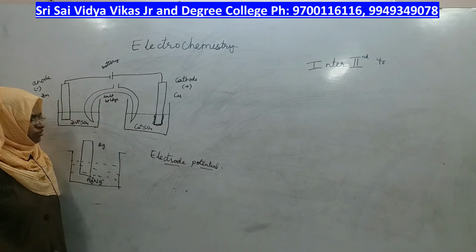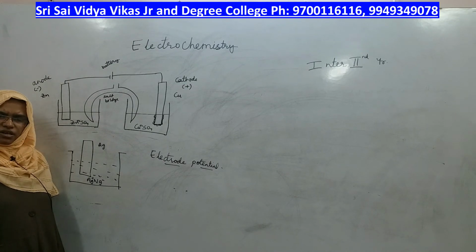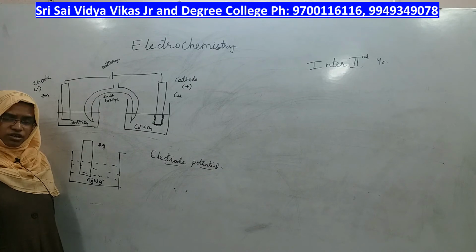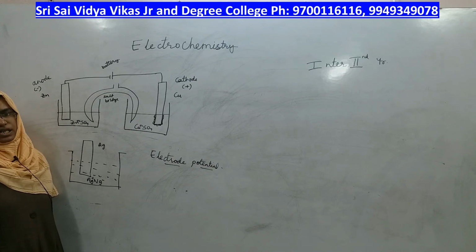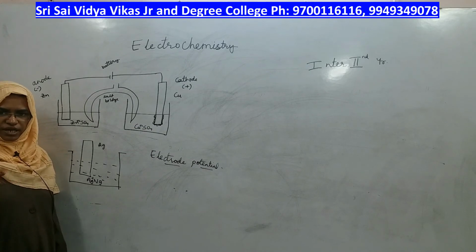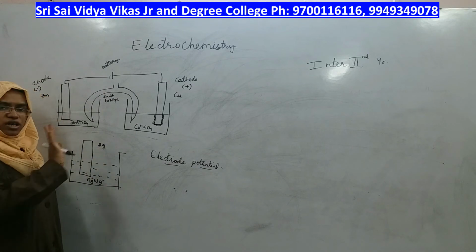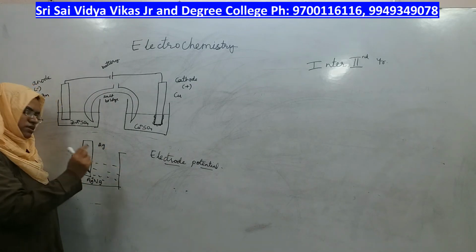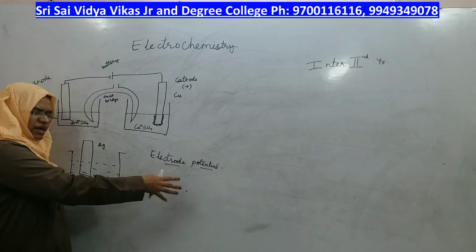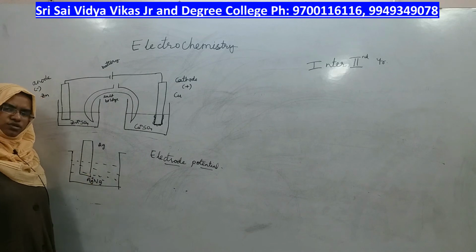If copper is the rod, what is the solution of its own ion? Copper sulfate. If zinc is the rod? Zinc sulfate. If nickel is the rod? Nickel chloride or nickel sulfate. A solution having its own ion is mandatory, right? So, I am not taking a combination, I am simply taking only one metal in only one solution. The other part is not there, right? So, one metal is dipped into its solution.